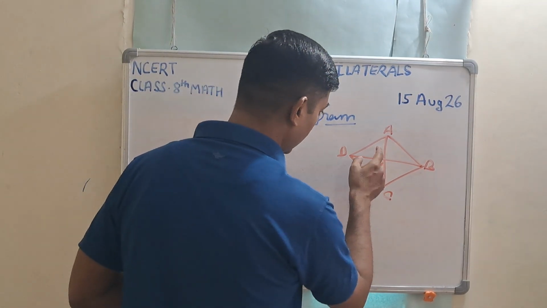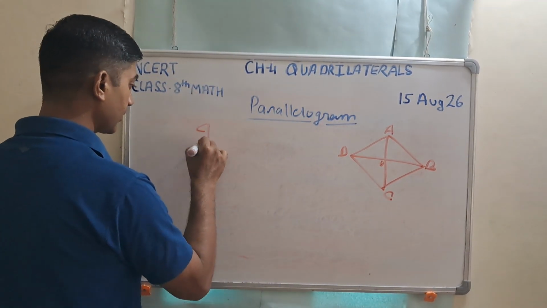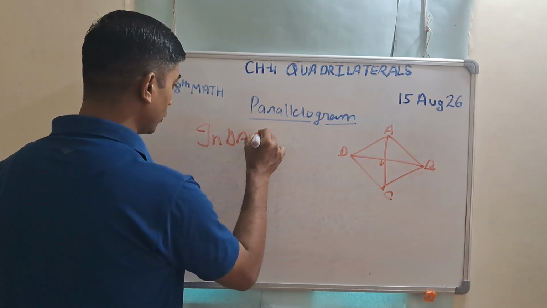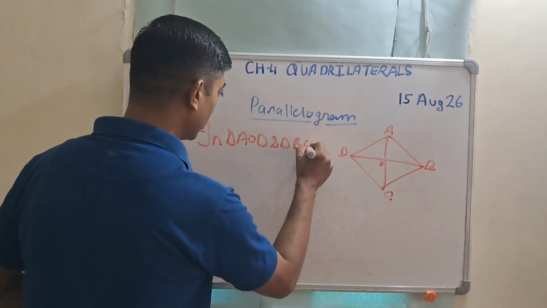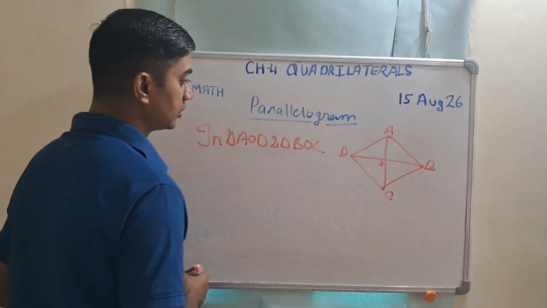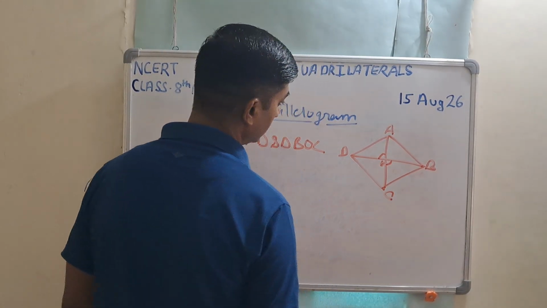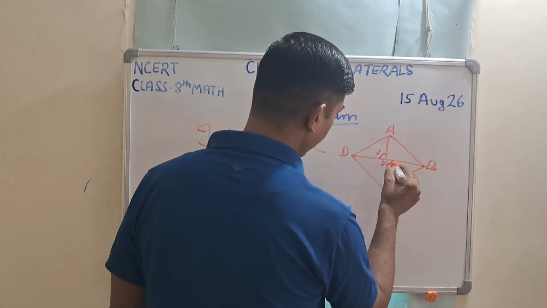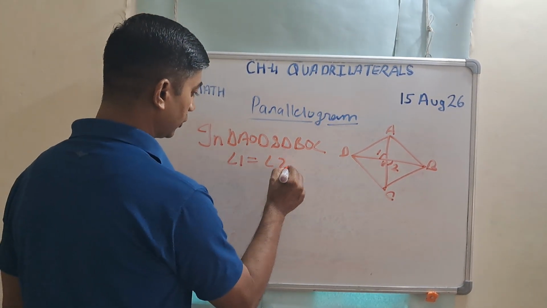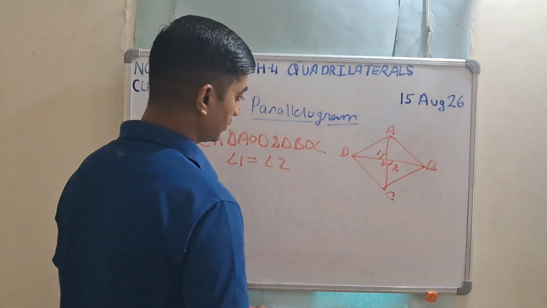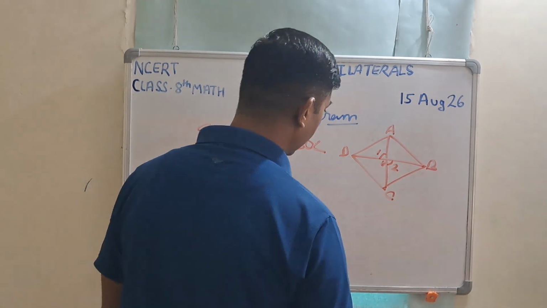Understood? Now we take triangle AOD and triangle BOC. In triangle AOD and triangle BOC, what we have seen is that if we mark them as 1 and 2, angle 1 is equal to angle 2. Why? They are vertically opposite angles. Understood? Now DA is equal to BC.